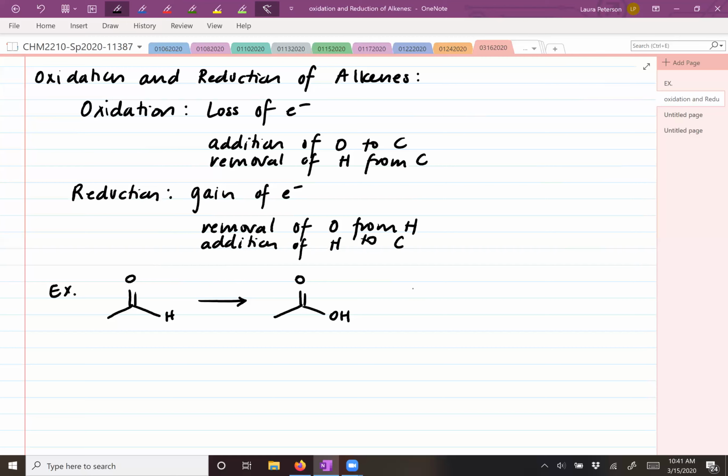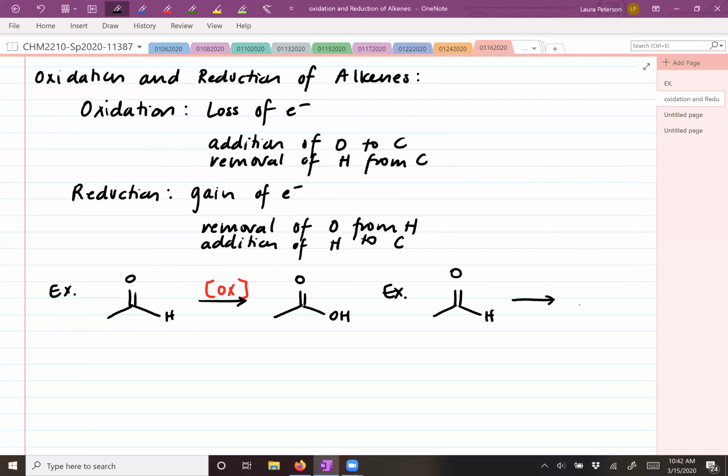Let's go ahead and look at another example. So this would be oxidation. Let me just rewrite that. The next example is, what if we took that same aldehyde and then wanted to consider a reduction reaction? What would be the product of the reduction of an aldehyde?